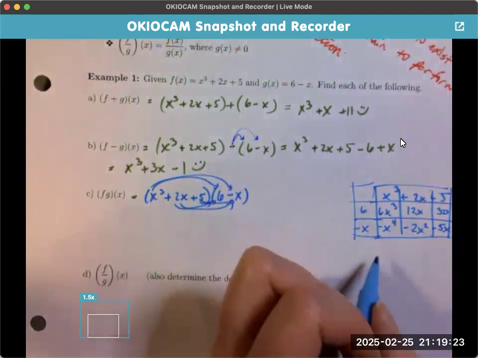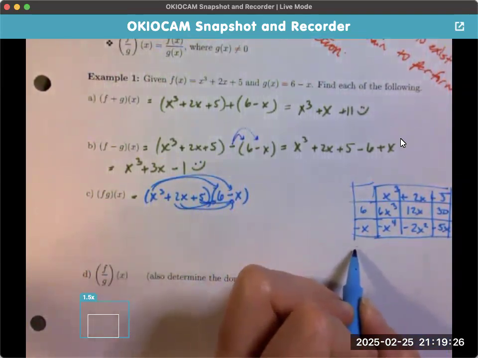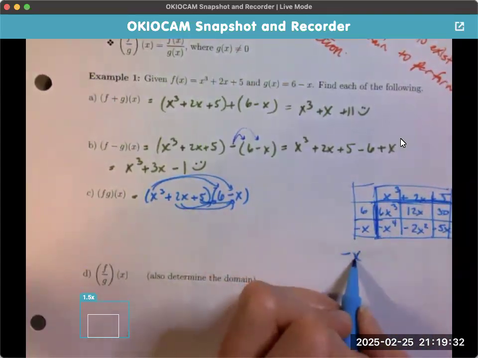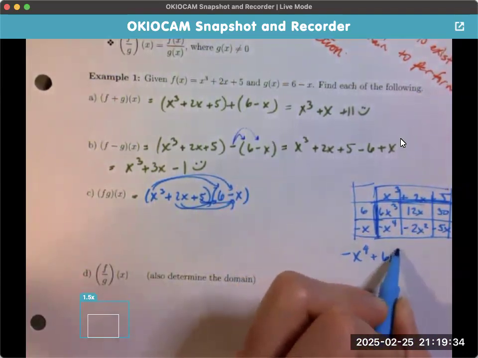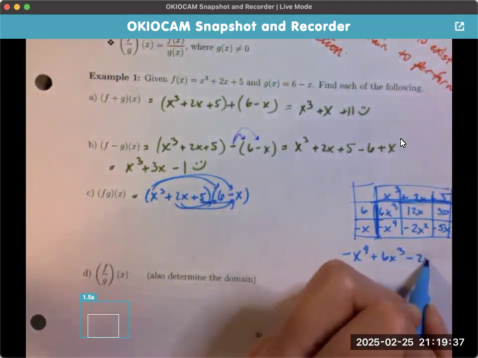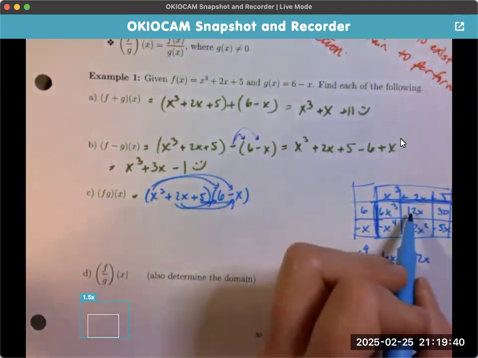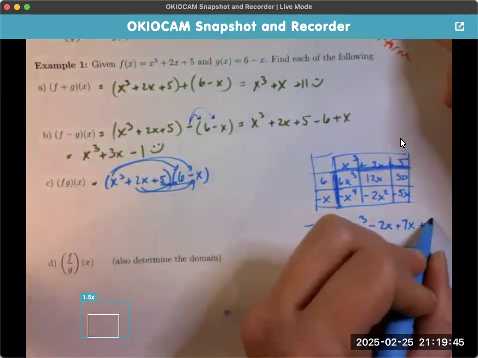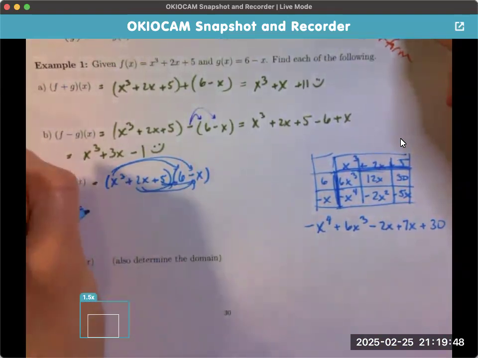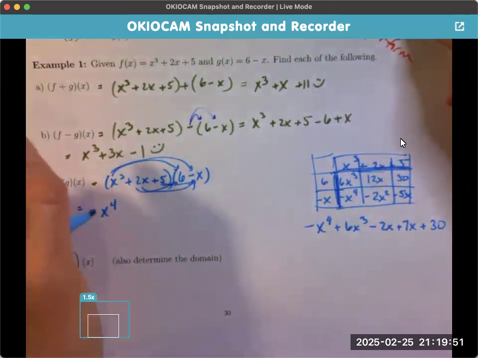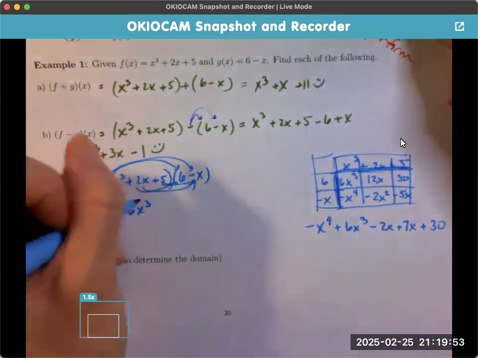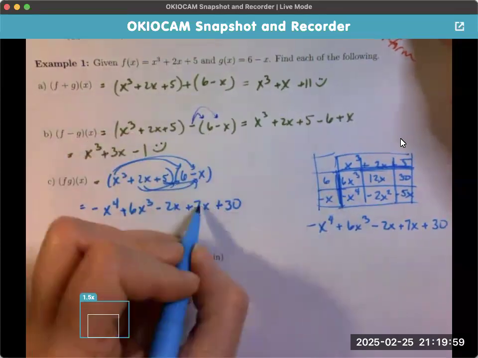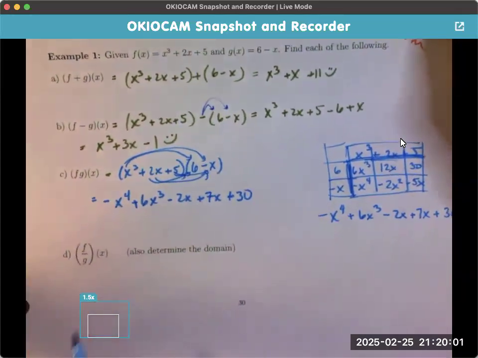And now you just combine like terms. So this is equal to negative x to the fourth plus 6x cubed minus 2x squared. Here's your 12 minus 5, so that is 7, plus 7x plus 30. Ta-da! And that's it. You just multiply them together.